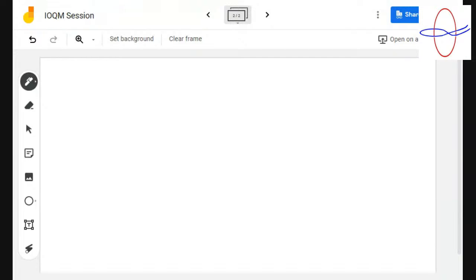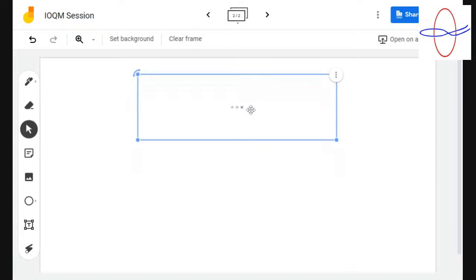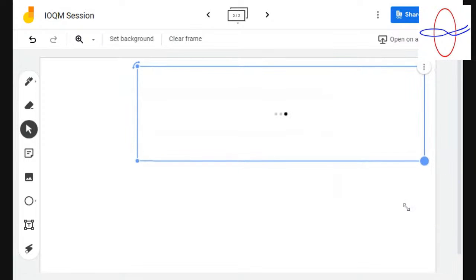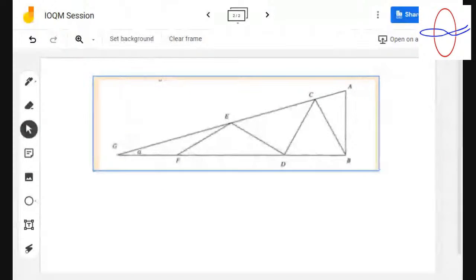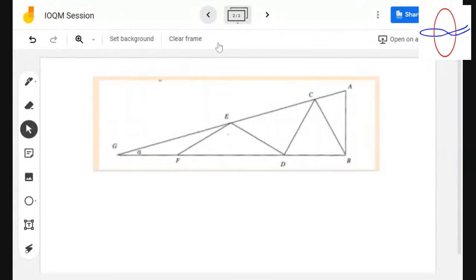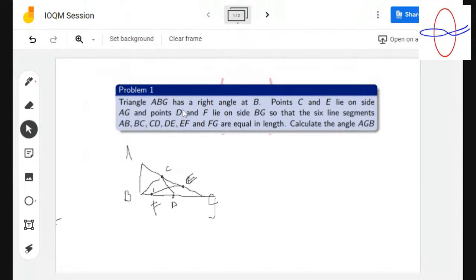Let's try to understand the diagram. The diagram is really interesting and very symmetric. Here is a diagram for you. ABG is a right triangle with the right angle at B, C and E lie on side AG, and points D and F lie on side BG. The line segments AB, BC, CD, DE, EF, and FG are equal in length.